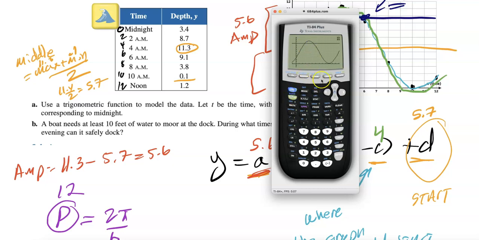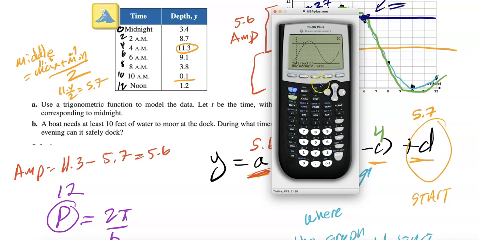So we're going to go second, calculate, intersect, and then we just want to get close to our intersection point. So there's one over here. You just have to get close to it. Hit enter a couple times. First curve, and then it jumps to the second curve. Hit enter, and I get, let's say, 2.7. We'll estimate that.